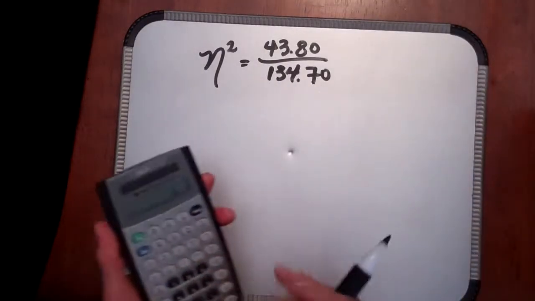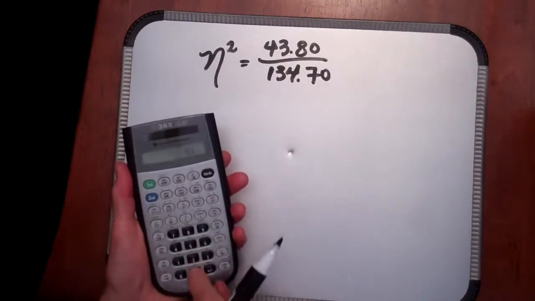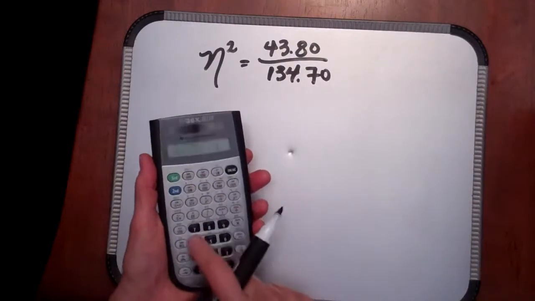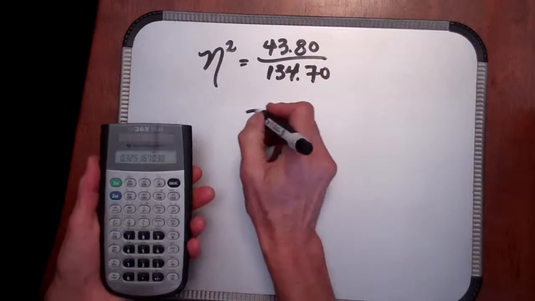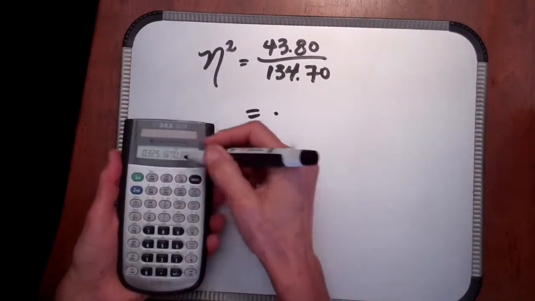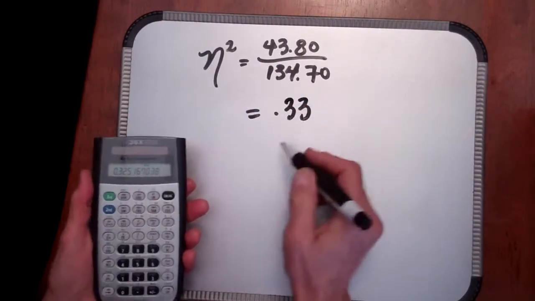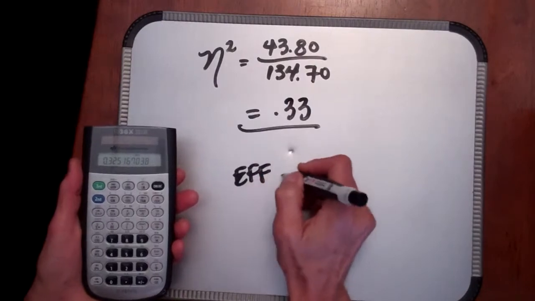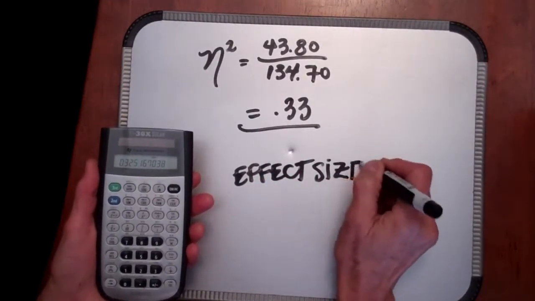It's very simple. Sum of squares between, you have written down on your piece of paper, no doubt, is 43.8, divided by 134.70, which was our sum of squares total. And for that we get 0.325, which will round to 0.33. And as you remember, the effect size for this finding would be considered small, right?